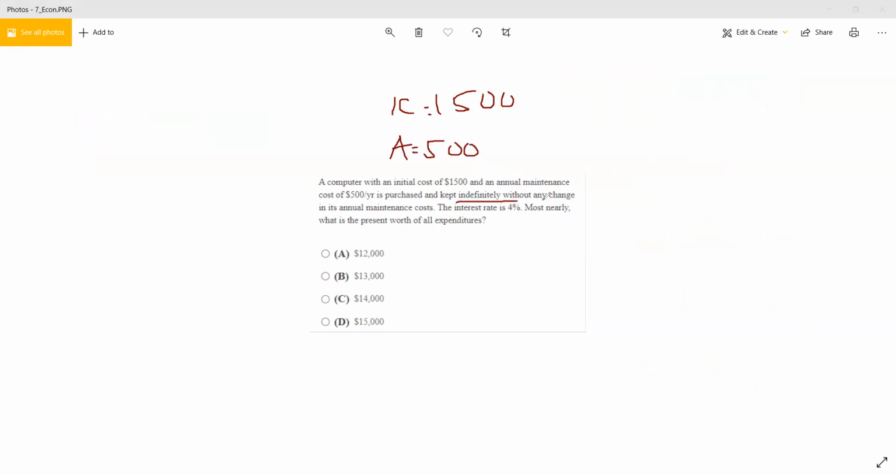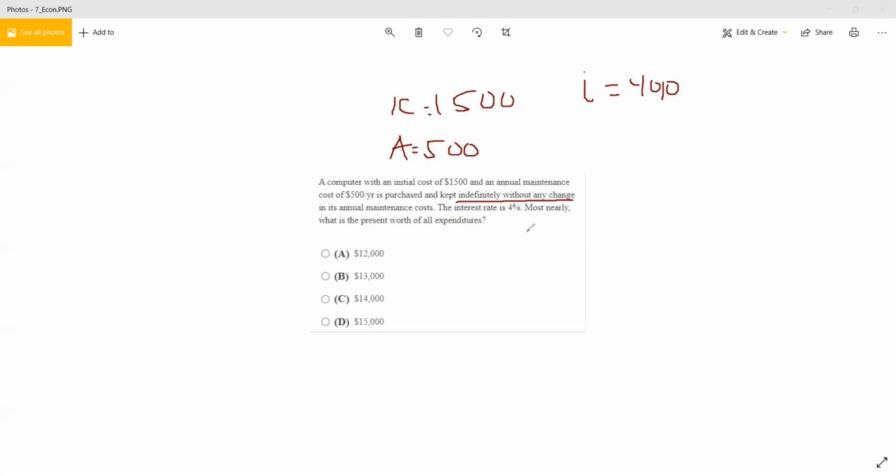Kept indefinitely. What do we remember about indefinitely? Capitalized cost. I is 4%. That looks terrible. Oh, okay. Cool. So, of all expenditures. Okay, so this is kind of like what Ryan was talking about.